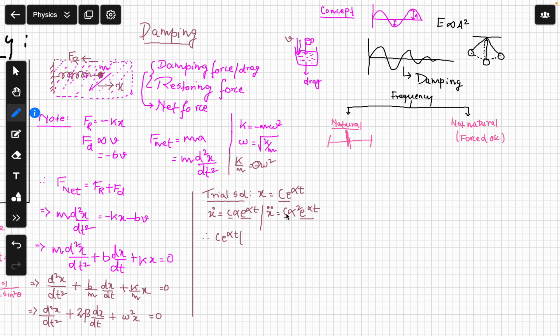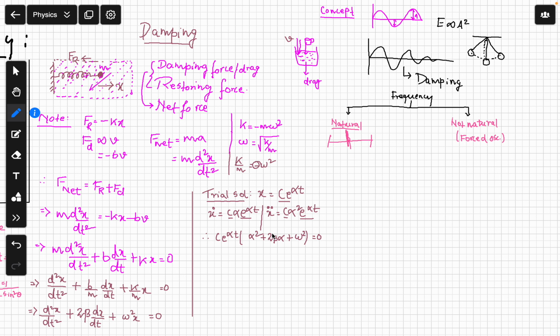The x double dot is c e to the power alpha t alpha square, so I can simply write it down as alpha square plus, we have got 2 beta, 2 beta is already there, into dx by dt, so it's x dot, so c e to the power alpha t we have taken out. So we can write it down as 2 beta alpha plus, and then this is just omega square, is equal to 0. Oh, that x is c e to the power alpha t, we have already taken it outside.